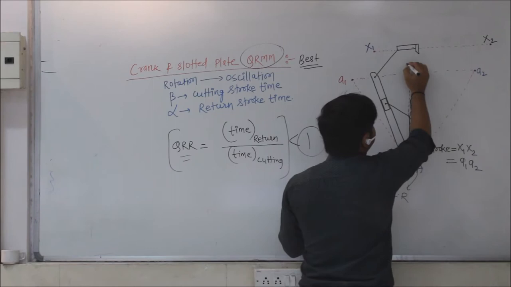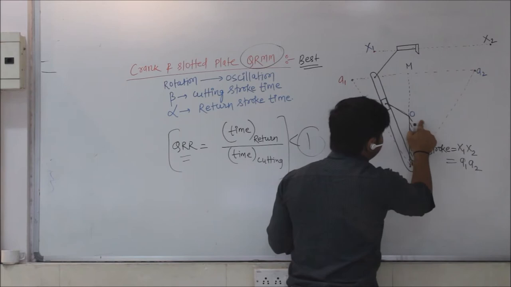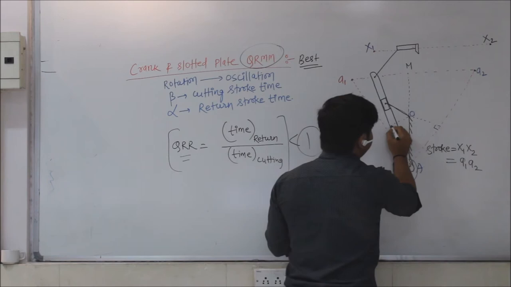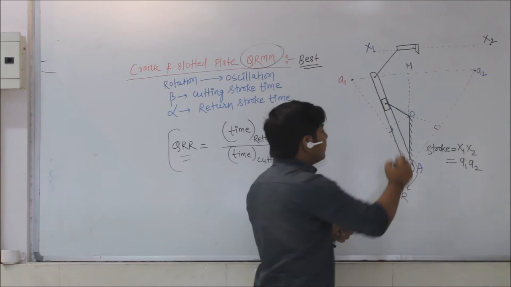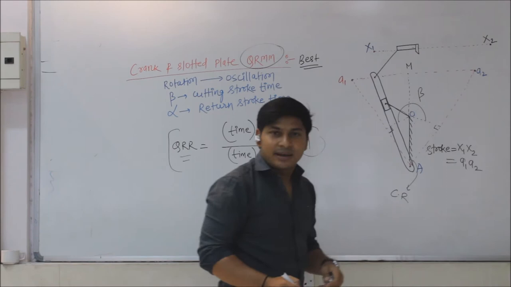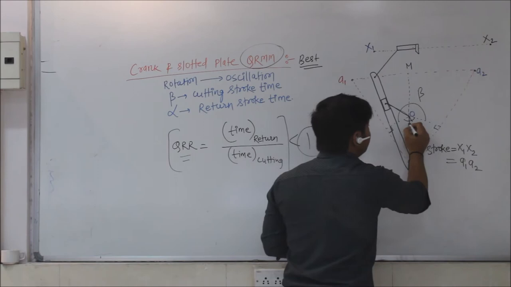Now, if this crank is here at 90 degrees, and this is here at 90 degrees, when it makes this angle, then it will return back. This angle beta is the cutting stroke angle, and this smallest angle, after which it will return back, is alpha. So alpha is the return angle and beta is the cutting angle.